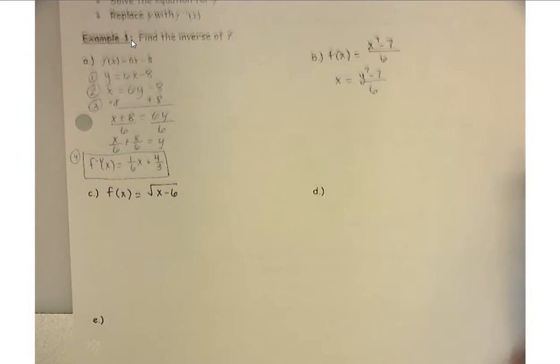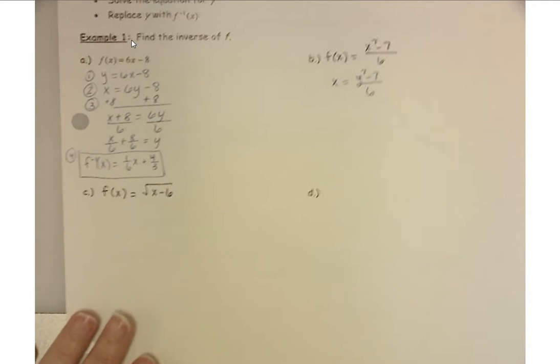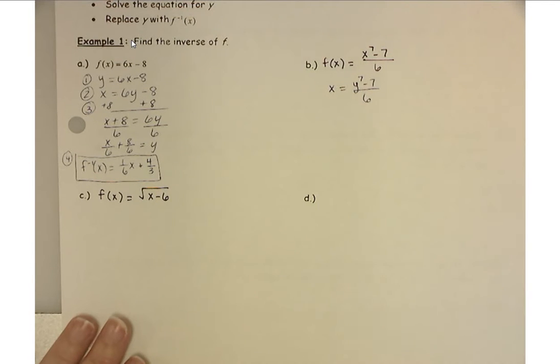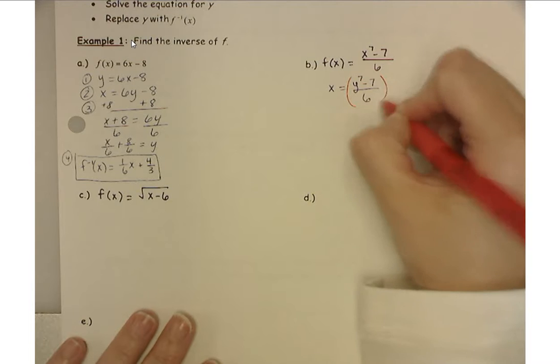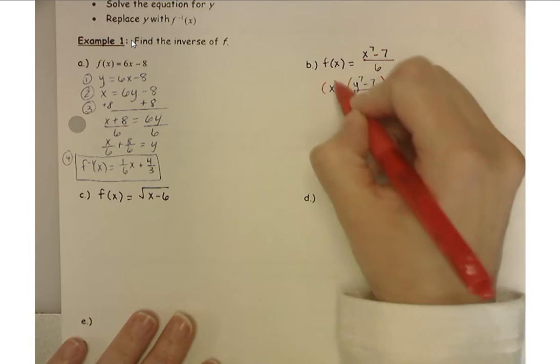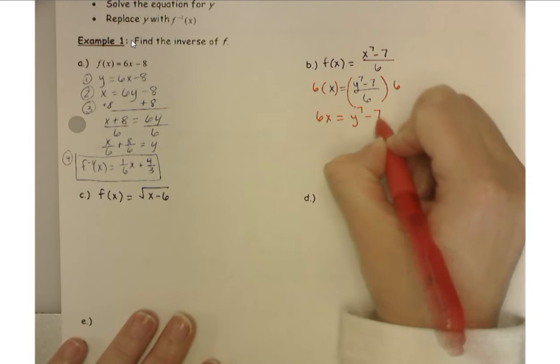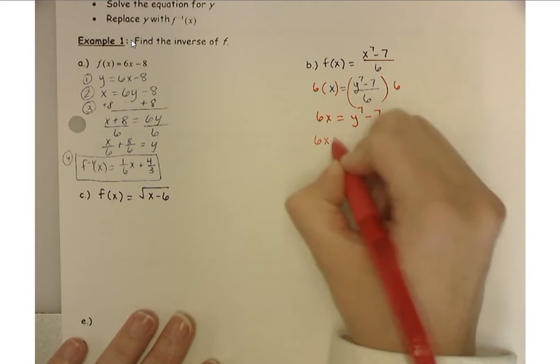Okay, so let's check to see how we did on B. Katie, what did you do once you got here? I multiplied by 6 on both sides. Okay, good. So to get y by itself, you want to move over the 6. So you'll have 6x equals y to the 7th minus 7. Okay, then you're going to add 7 to both sides.